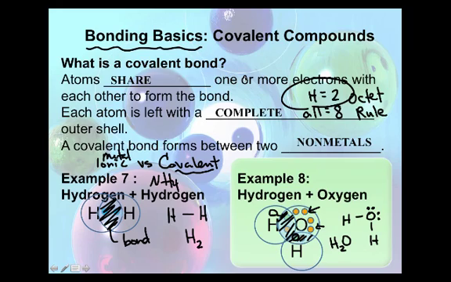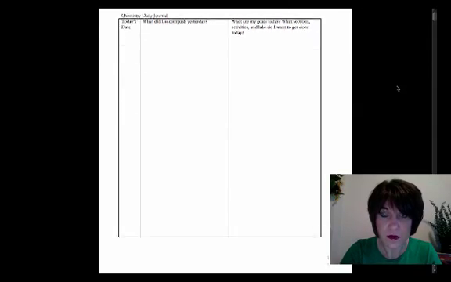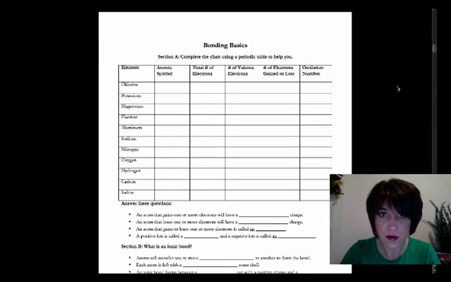By the way, this comes from Bonding Basics. I want to show you where that is in your packet, because if you haven't already found it, you need to go back to that packet. Page 4 is where it starts. Okay, so here's your Unit 5 packet. We want to scroll down to page 4 where it says Bonding Basics. Here you are.